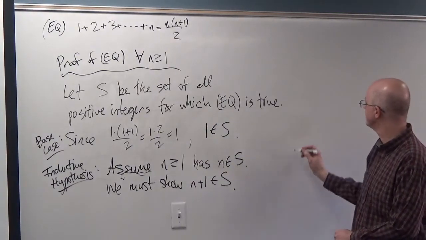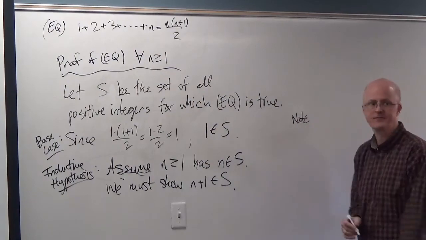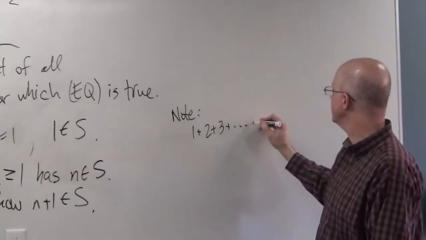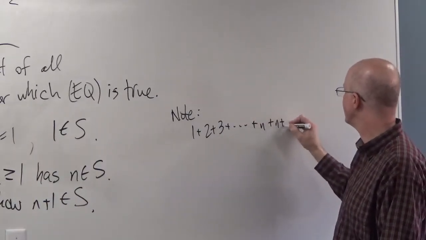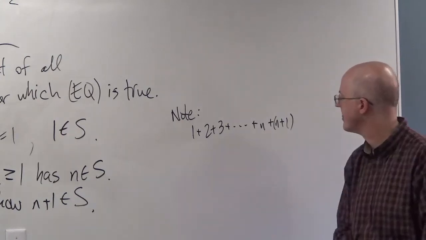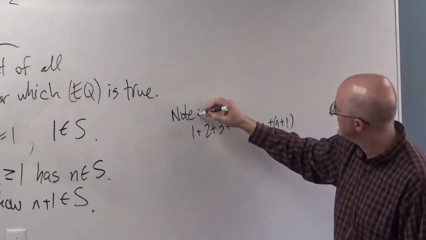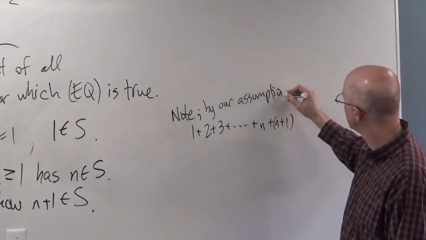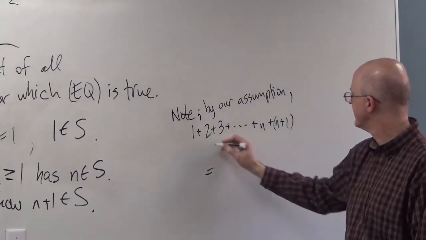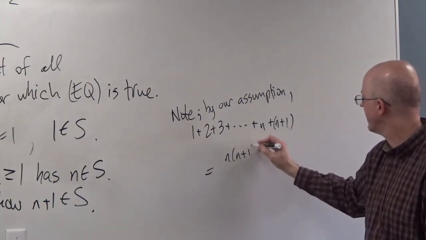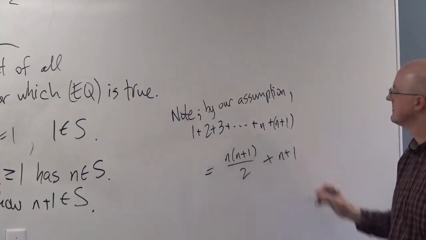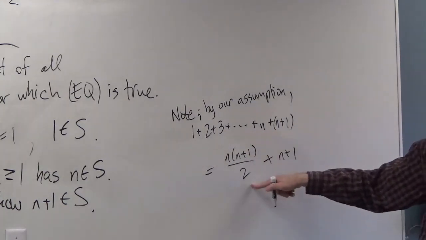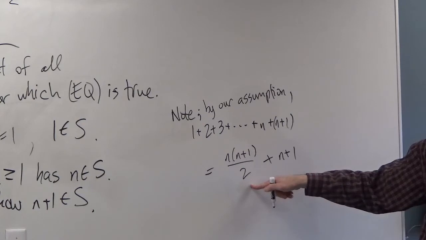So how do you do that? Let me just say note: 1 plus 2 plus 3 and so on up to n plus 1. Technically this dot dot dot notation is not necessarily the best, but we won't worry about it. Let's say note, by our assumption, this equals n times n plus 1 over 2 plus n plus 1. Right, we're assuming the first n of those equals that. That's the inductive hypothesis.